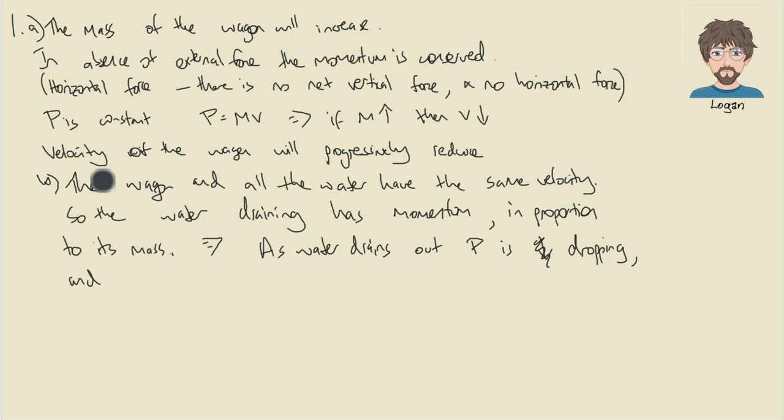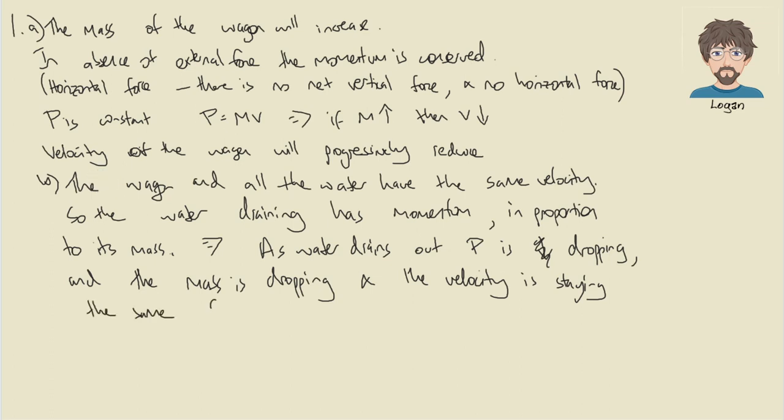And the mass is dropping, and the velocity is staying the same for the wagon and remaining water. Basically, the water that's falling out is taking with it the same momentum that it had while it was in the wagon, because the wagon is travelling forward, but so is the water that's draining out. When the water hits the ground or hits the air and starts to slow down due to air friction, it might slow down to a stop, but it's taken the relevant amount of momentum with it as it's drained out of the wagon.